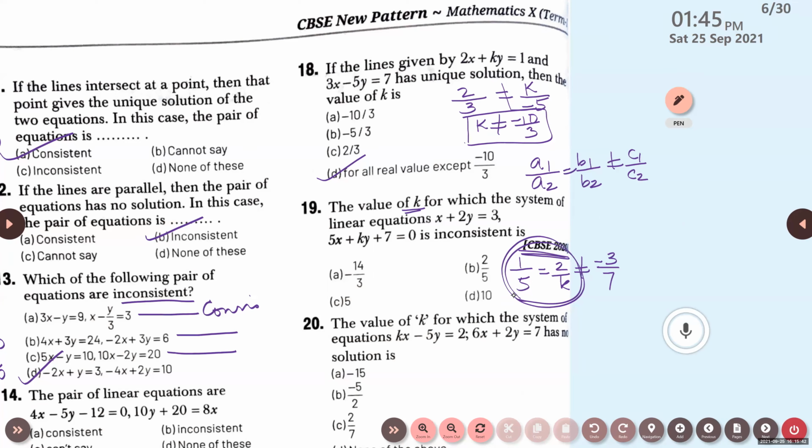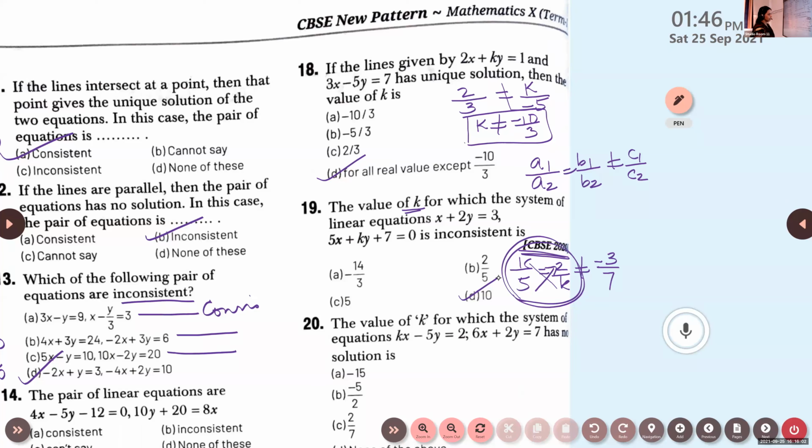K equal to 2 by 5. K is equal to, if you cross multiply only, this 10. It is 10. Sorry, not 2 by 5, 2 into 5. Okay, K is equal to 2 into 5.